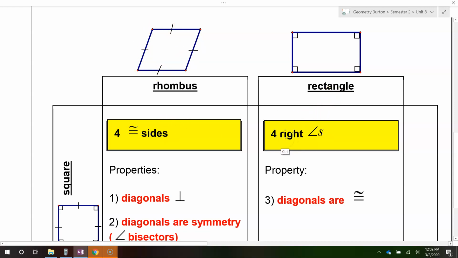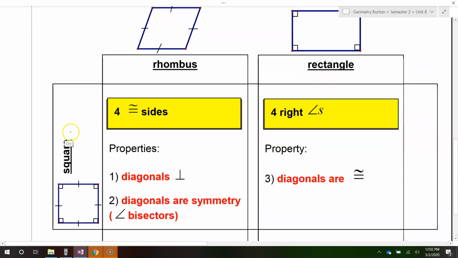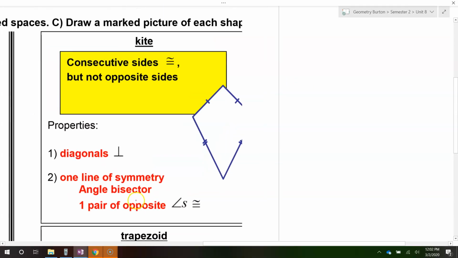A rectangle has 4 right angles. So if you see a shape that has 4 right angles, you should say rectangle. Now, I've written square here off to the side because a square is a rhombus and a rectangle at the same time. So a square has to have 4 congruent sides and 4 right angles. So if you see a shape that has 4 congruent sides and 4 right angles, you're going to say square.